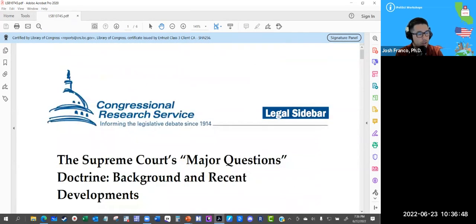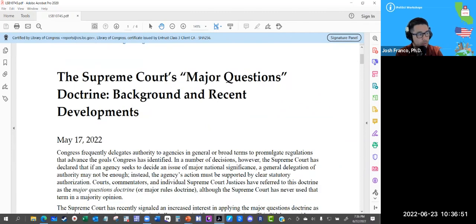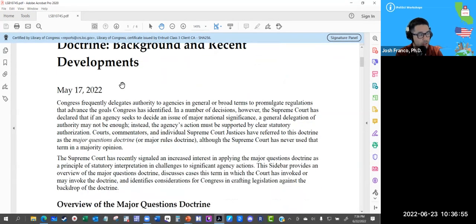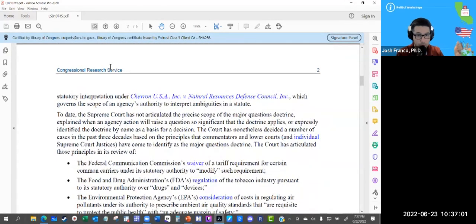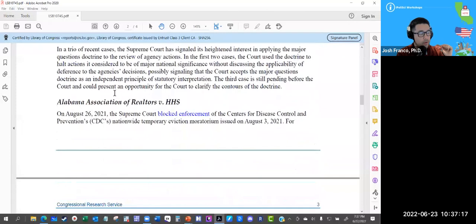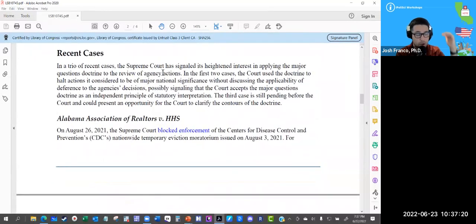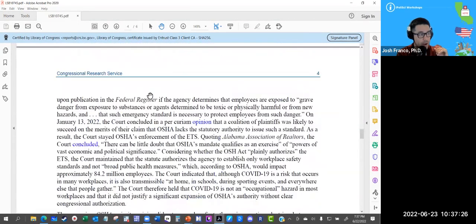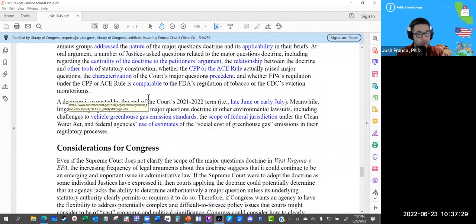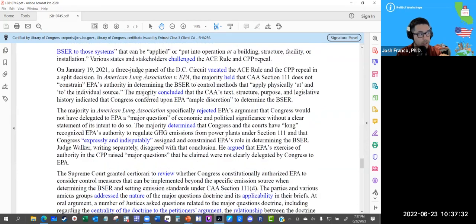This is one of their legal sidebar reports talking about the Supreme Court's major questions doctrine, background, and recent developments. This is where we drew some of our information from. These reports are very helpful to both elected officials, senators and U.S. Congress members, and their staffs, because they provide authoritative background information on a topic of interest to those members. In this case, they're describing some of the background of the major questions doctrine, recent cases at the Supreme Court level that relate to it, and background information for those several cases. We're going to look into one of the latest cases, which is West Virginia versus the EPA, in a few moments.